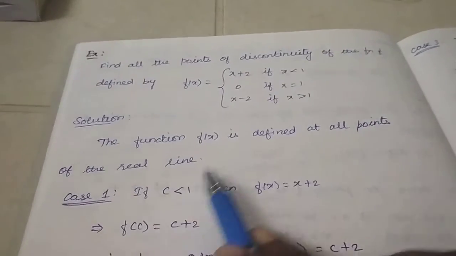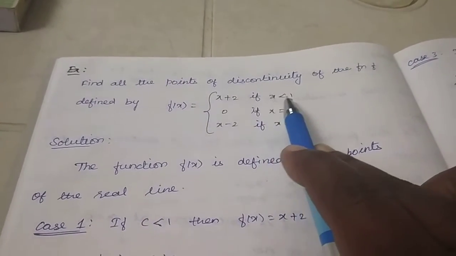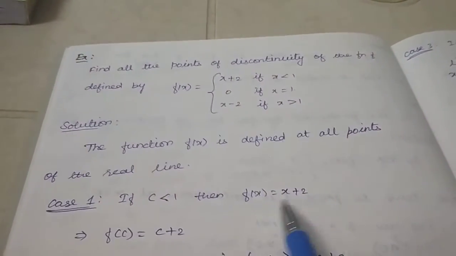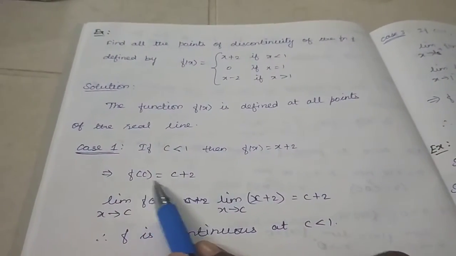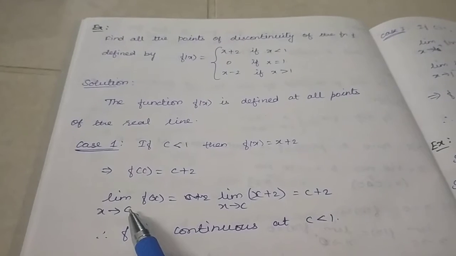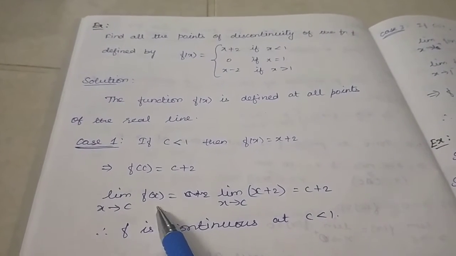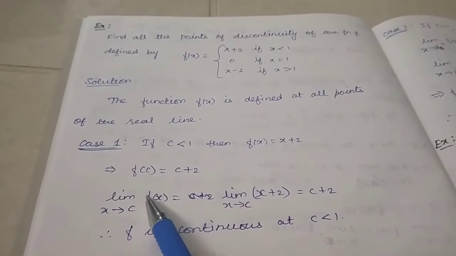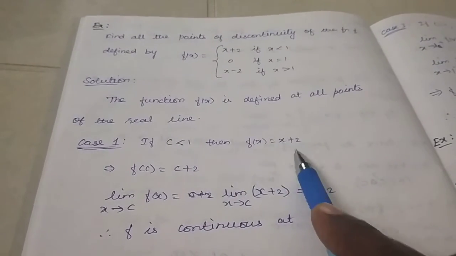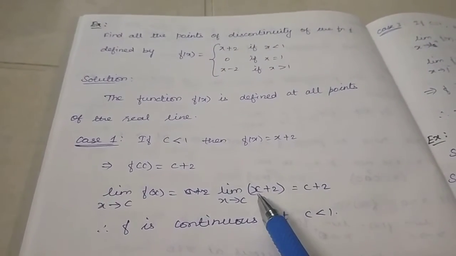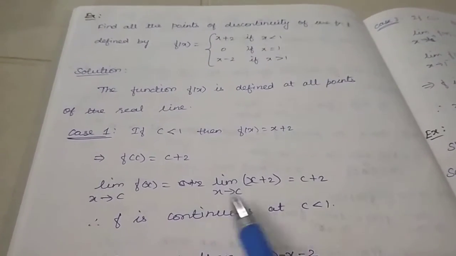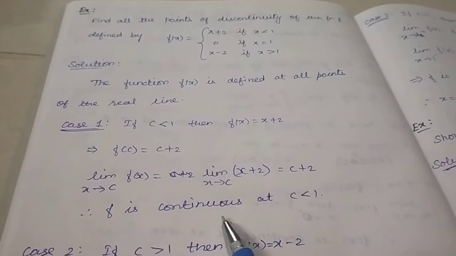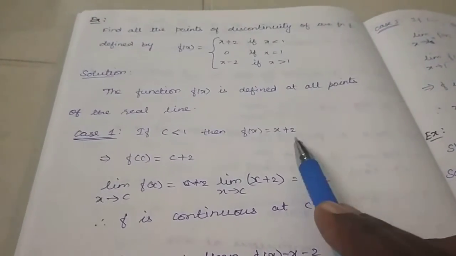So first case is, let us take c less than 1. Then f of x value is simply x plus 2. So from this we can write f of c is c plus 2. Then taking limit x tending to c of f of x, in the place of f of x replace with x plus 2. Then substituting x equal to c, we will be getting the answer as c plus 2. Therefore f is continuous at c less than 1.